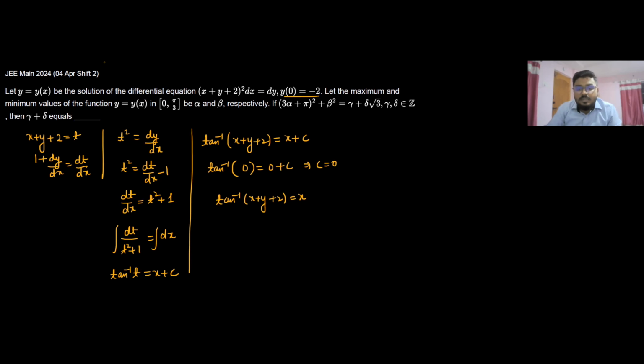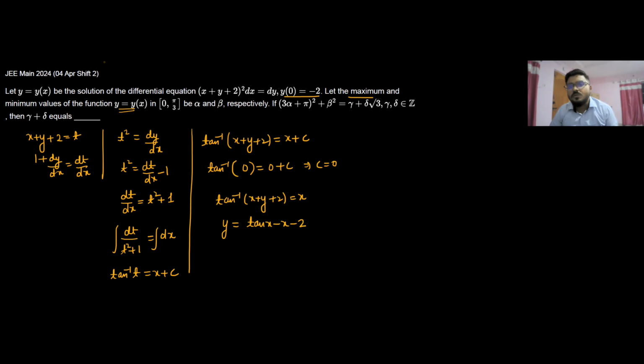All right. Then they are saying the maximum and minimum values of y function. So let's convert everything in terms of the value of y. So here I can write y as tan x minus x minus 2. This is my function y of x. And they're asking the maximum and minimum value of this function. So how to find maximum and minimum?